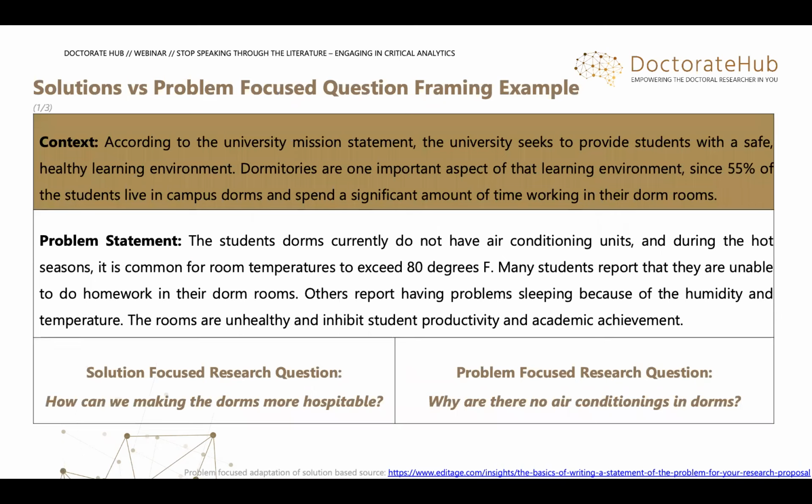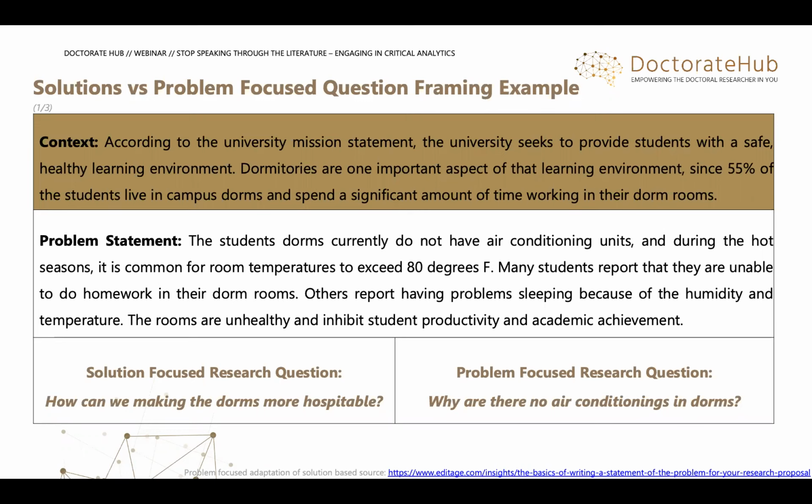And we can see in this example what that can look like. You have, as a research context, the university mission statement that the university seeks to provide students with a safe, healthy learning environment. Dormitories are one important aspect of the learning environment. But since 55% of the students live on campus and spend a significant amount of time working in their dorms, this is seen to be an important part of the work environment.